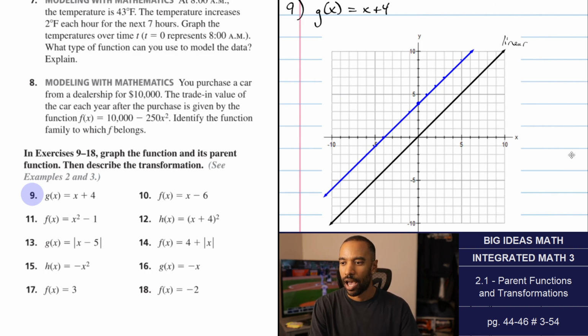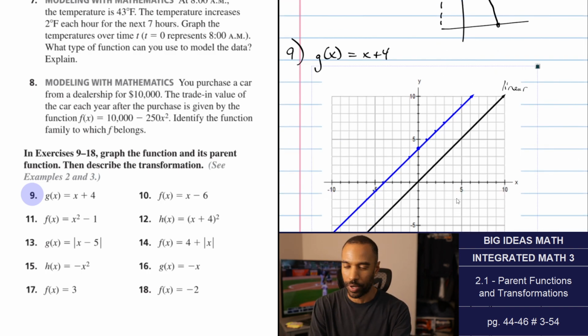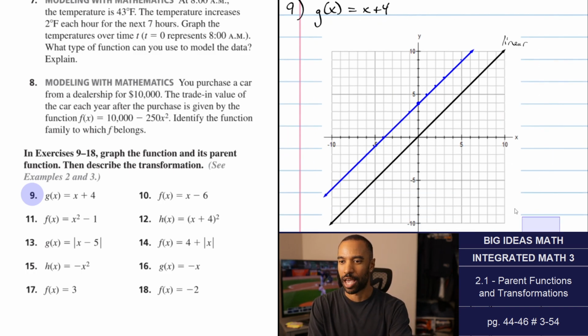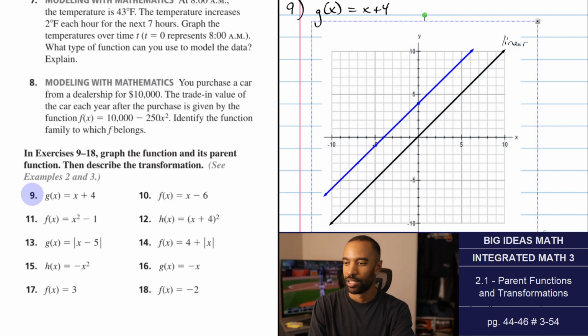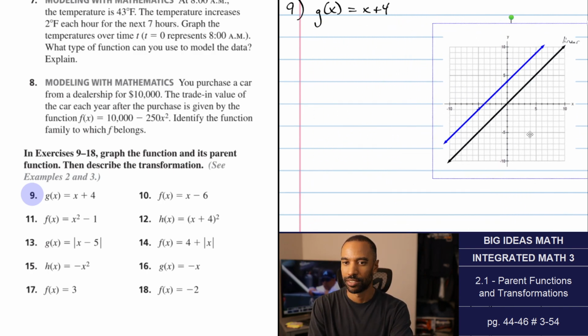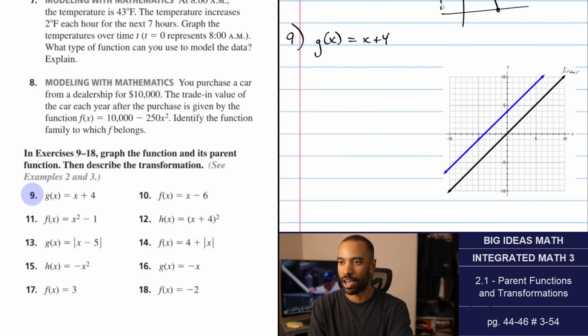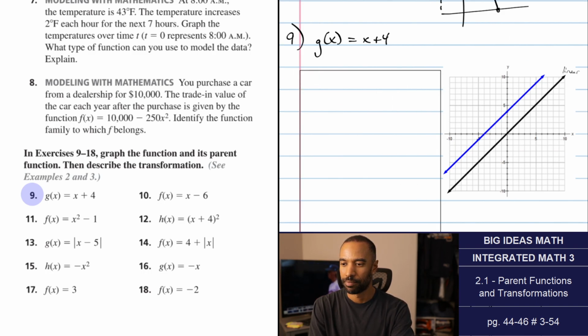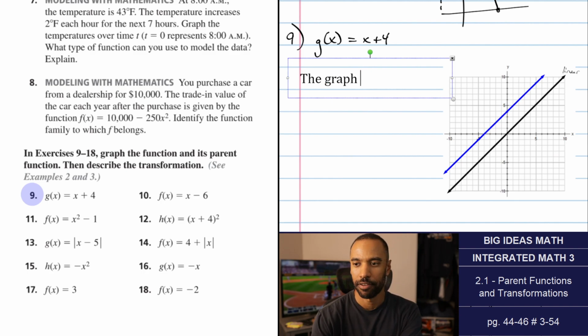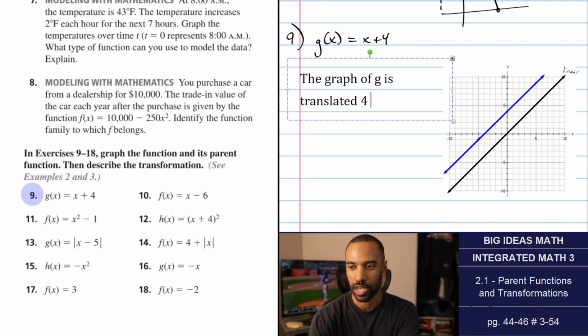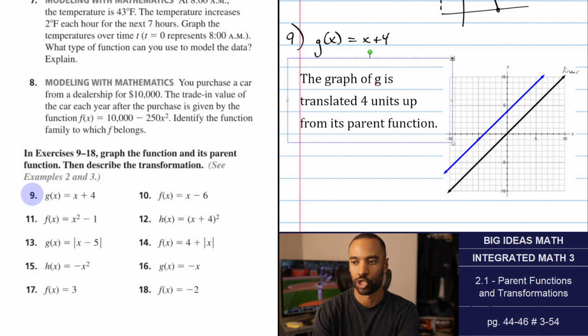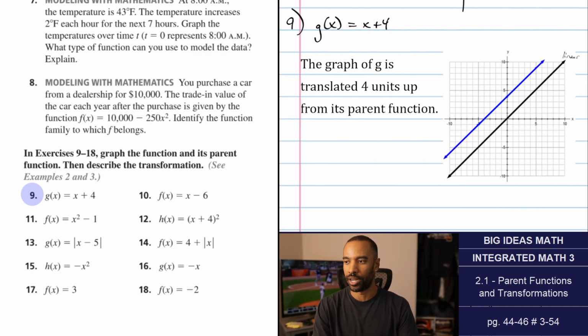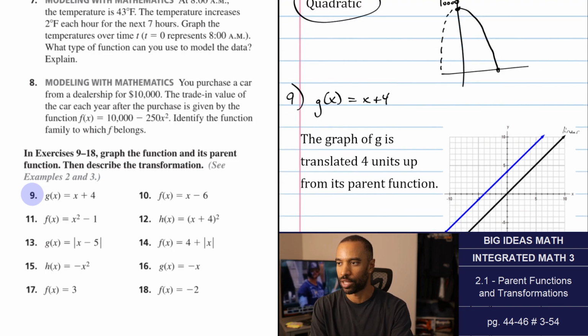They say describe it. I think what I got to do here is I got to shrink these. So give me 1 second. I didn't prep that either because I'm going to otherwise not have any room to write anything. So let's shrink this guy. All right, so there's the new graph, and describing it, the graph of G is translated 4 units up from its parent function. And that's how I'm mostly going to try and do these. Just kind of use that actual wording that they have for these, and then go ahead and do that.